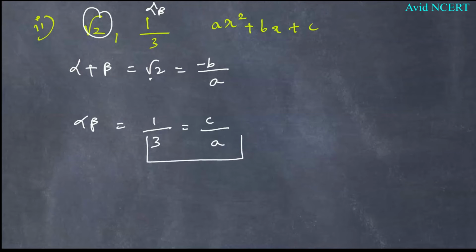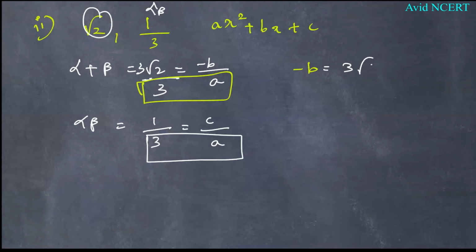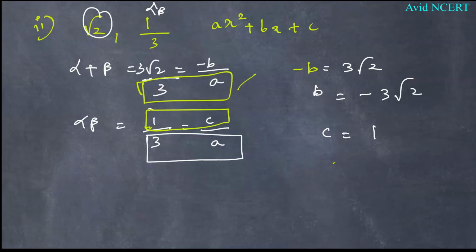From this we know that a equals 3. So we can substitute 3 by 3 so that the 3 cancels. So we get a as 3 and minus b equals 3 root 2, which means b equals minus of 3 into root 2. And c value equals 1. Now we know the values. So a equals 3, b equals minus of 3 root 2 and c equals 1.